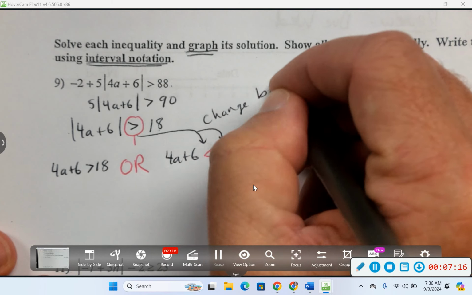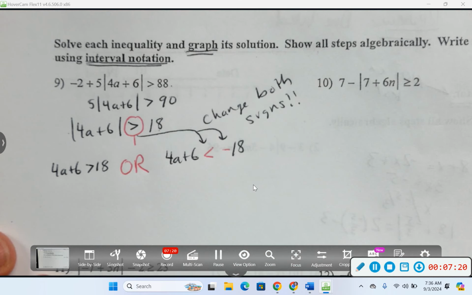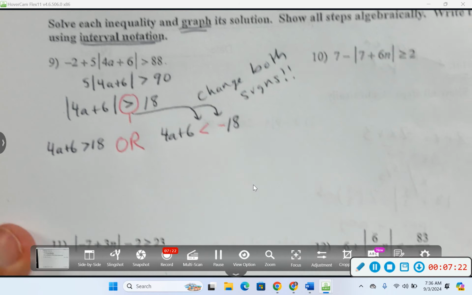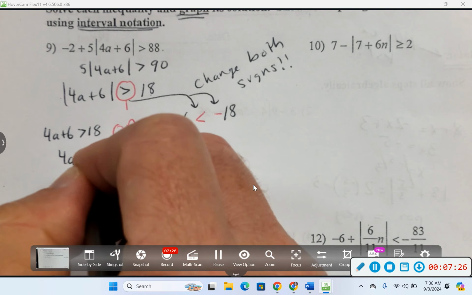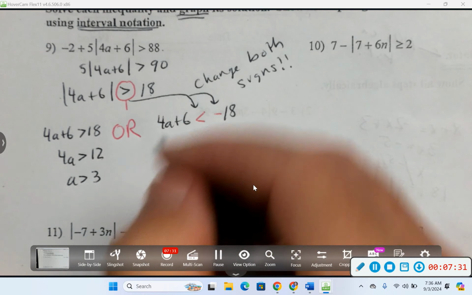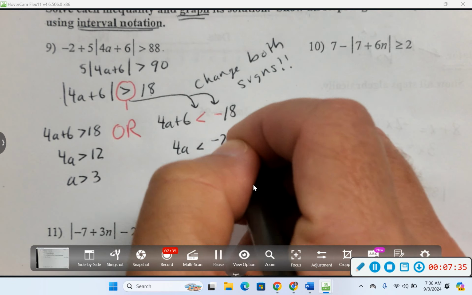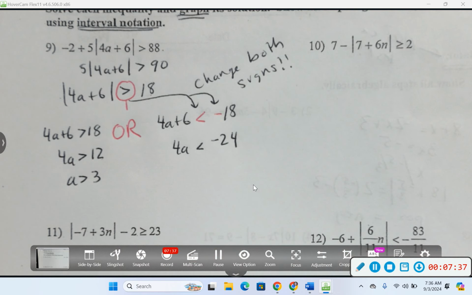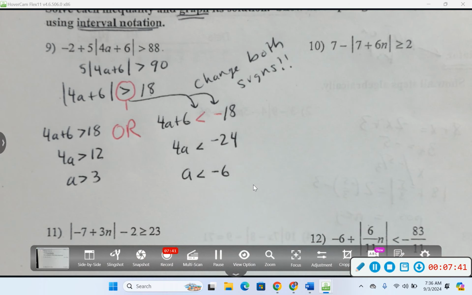Right, I wrote it like 5 times the day we did notes for this. Change both signs. So 4a is greater than 12. A is greater than 3. 4a is less than negative 24. A is less than negative 6.